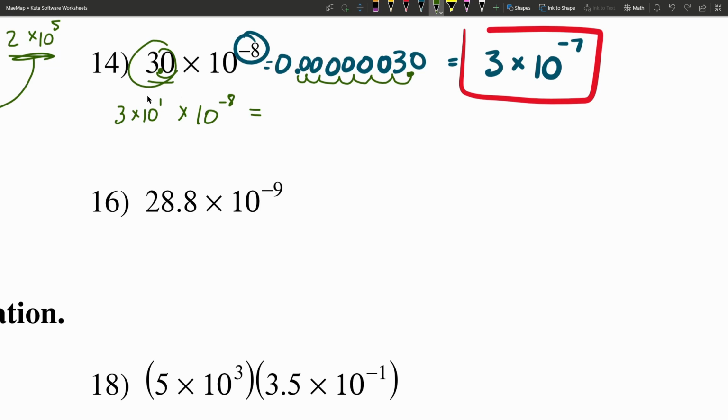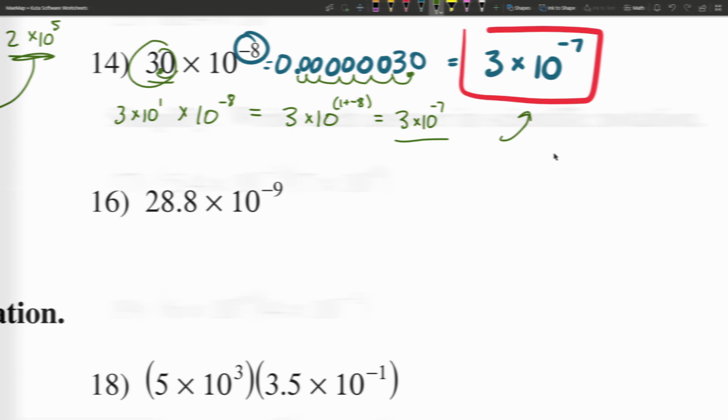Now it's just a matter of adding those exponents. So we get 3 times 10 to the 1 plus negative 8, or 1 minus 8, which is a negative 7. So 3 times 10 to the negative 7th. That's our solution for number 14.